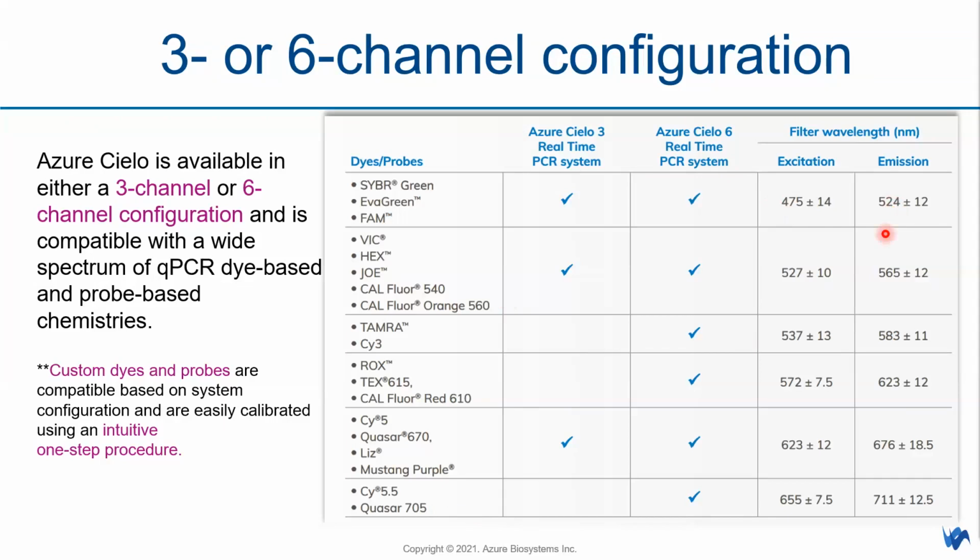Right. So if you look at the filter wavelength for both excitation and emission wavelength, you will see that all these channels have been distinctly differentiated from one another to ensure there will be low to no crosstalk when you do multiplex reaction.